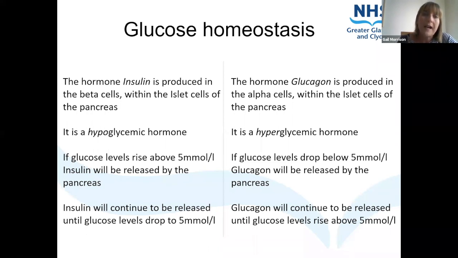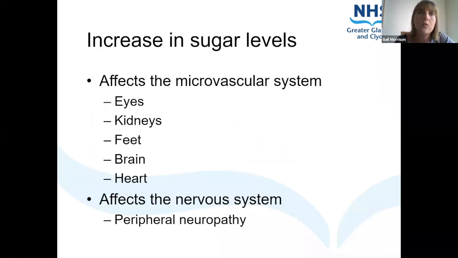So obviously diabetes means this is not working correctly. In type 1 diabetes, insulin is never produced, so the glucose levels just continue to rise and stay high. In type 2, the body becomes resistant to the effects of the insulin, causing the same effect. And this is what diabetes is. So what does that mean? It's all very well saying that, but what does that actually mean?